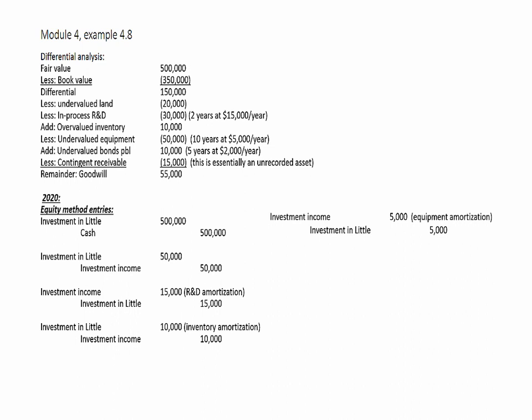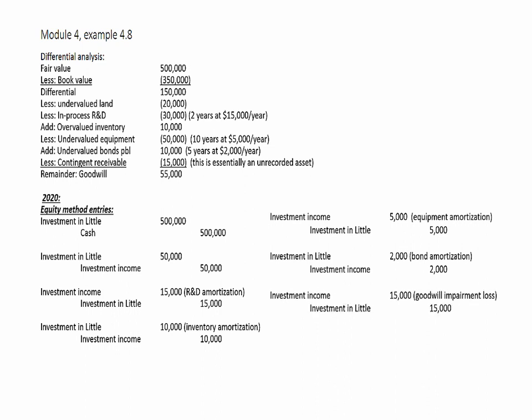The undervalued equipment, we're going to take $5,000 of amortization, and again, that was subtracted in the differential analysis, so that's going to be subtracted from investment income with a debit. We have the amortization of our bond differential, and finally we have our goodwill impairment.